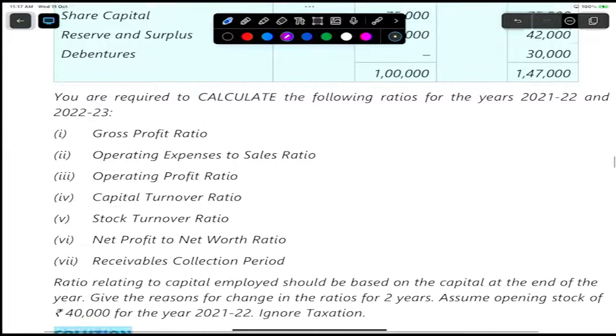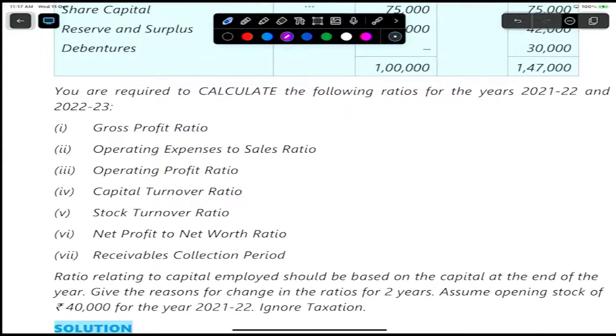You are required to calculate the following ratios for the years 21-22 and 22-23. First one is the gross profit ratio. Second one, operating expenses to sales ratio. Next one, operating profit ratio. Next one, capital turnover ratio. Next one, stock turnover ratio. Next one, net profit to net worth ratio. Net worth means equity. Owner's equity is also called net worth.